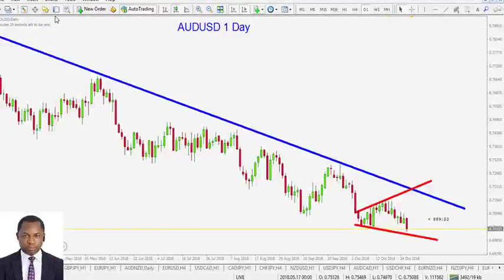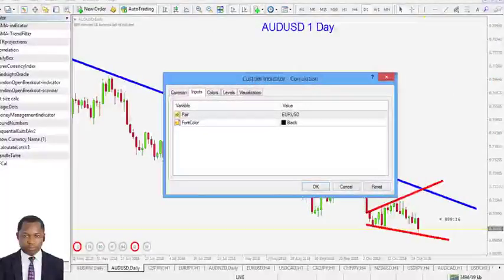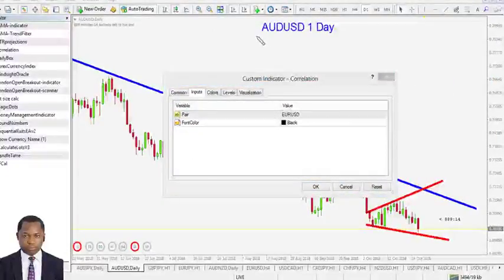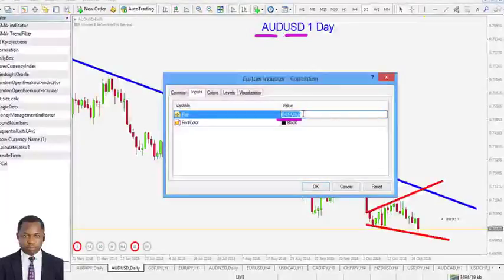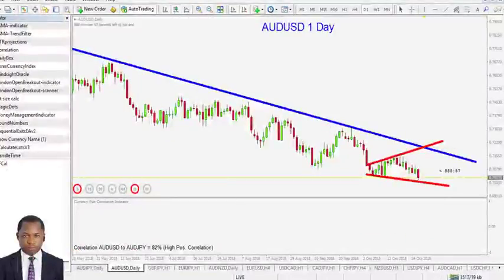Okay, first let us apply the correlation tool. We are going to correlate the Australian dollar against the American dollar with the Australian dollar against the Japanese yen. All right, correlate that. So you can see 82%.